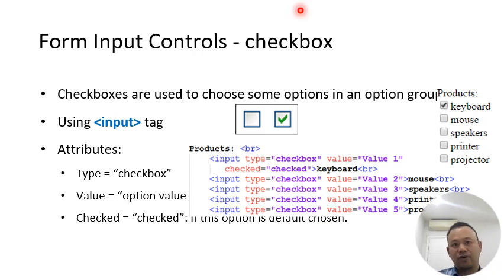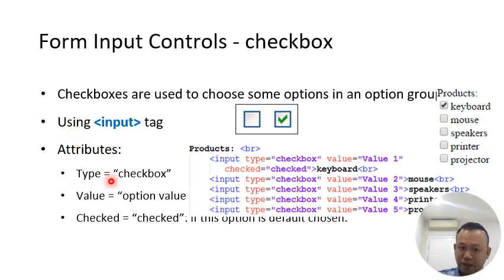Form input controls in HTML allow users to input data or make selections. HTML also provides several controls such as a checkbox. A checkbox allows users to select one or more options from a list of choices. So we can select more than one option from the group, like keyboard, mouse, speaker, printer, and projector.